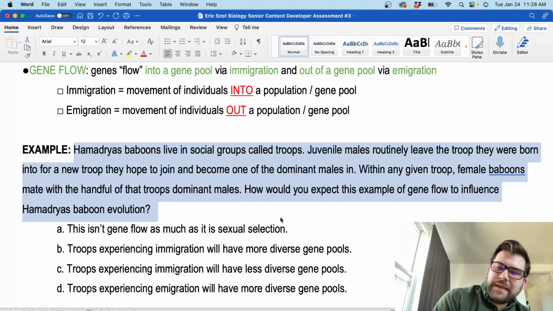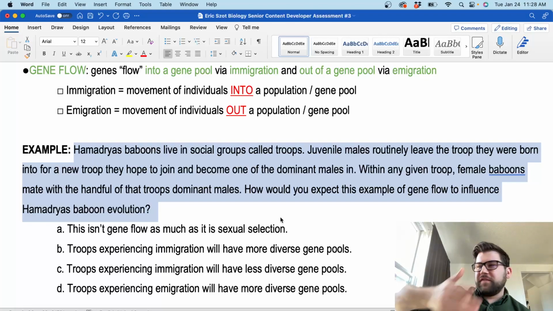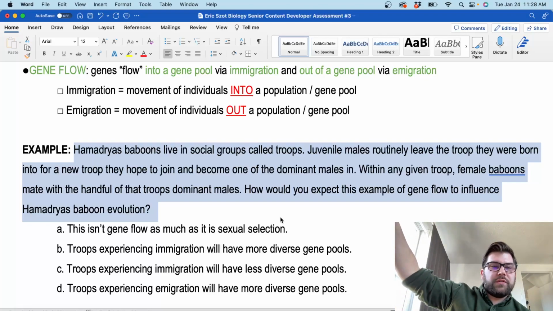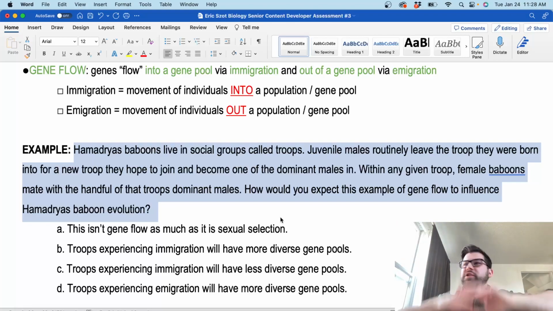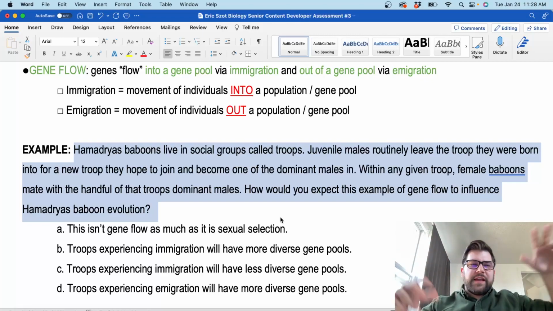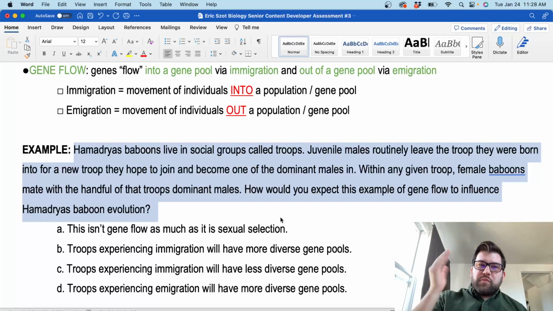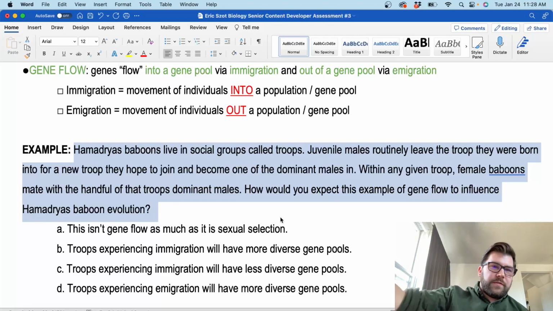It's very common for juvenile males to leave the troop. So that would be emigration, right? They are flowing out of their gene pool. But it's not like they're just going out into nowhere. They're not going to, like, no baboons land. They're probably going to immigrate into another gene pool, another population, another troop of baboons.